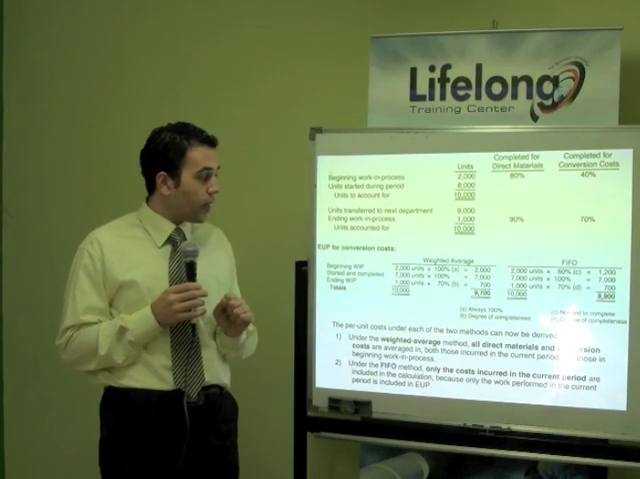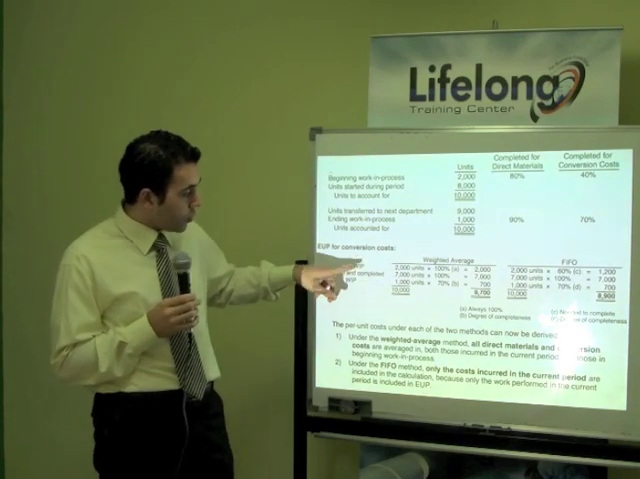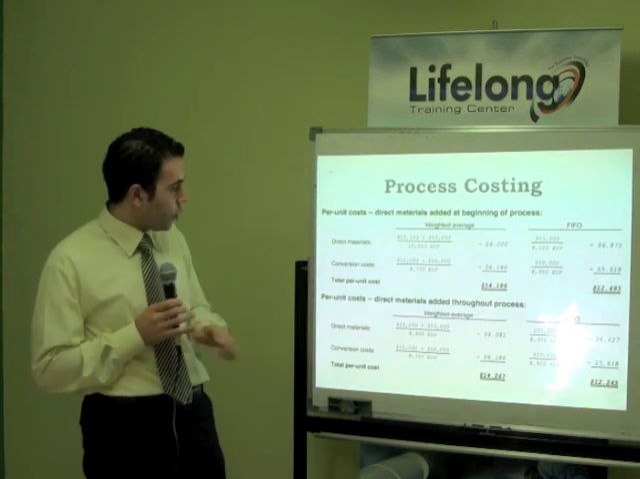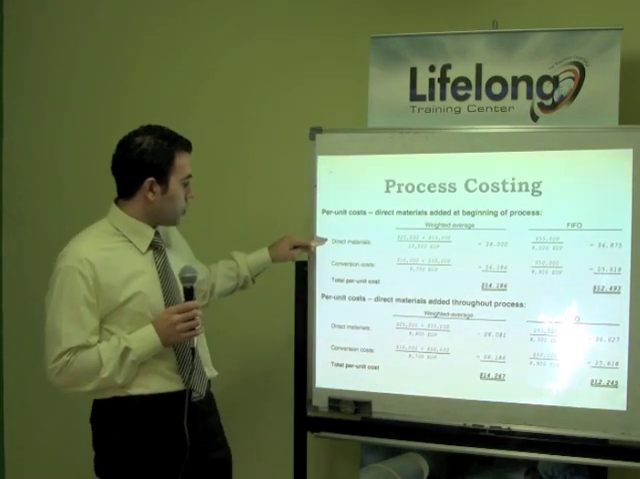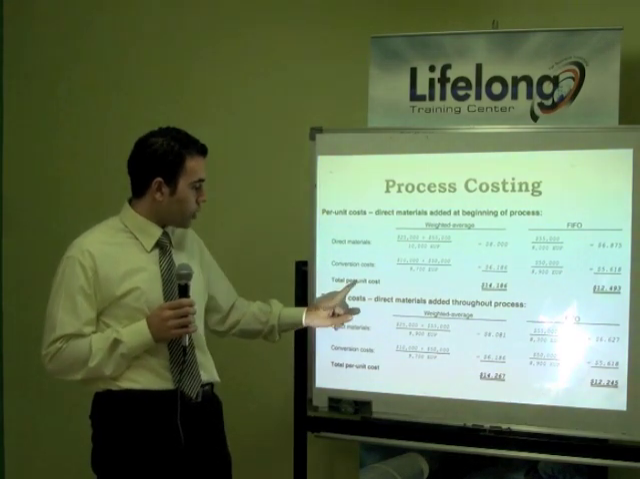the weighted average and the FIFO. So you need to do all this for you to be able to figure out exactly what is the cost. Because you need to figure out the direct material cost and the conversion cost, and after that they will tell you total per unit cost.